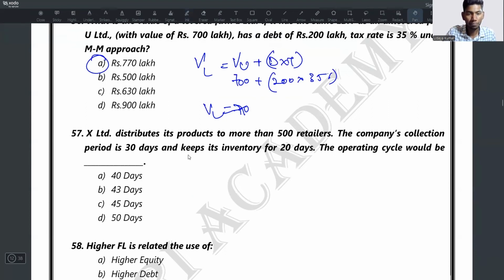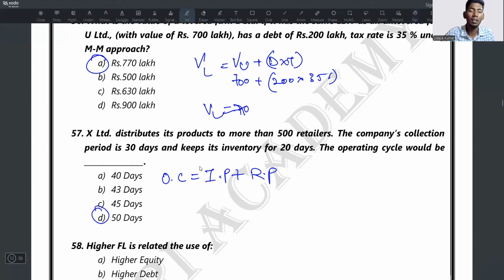So operating cycle, let's say OC, is equal to inventory period plus receivables period. Clear? In the question, the inventory period is 20 days, and the receivables period, which is the collection period, is 30 days. So the operating cycle is 20 plus 30 days, which is 50 days.